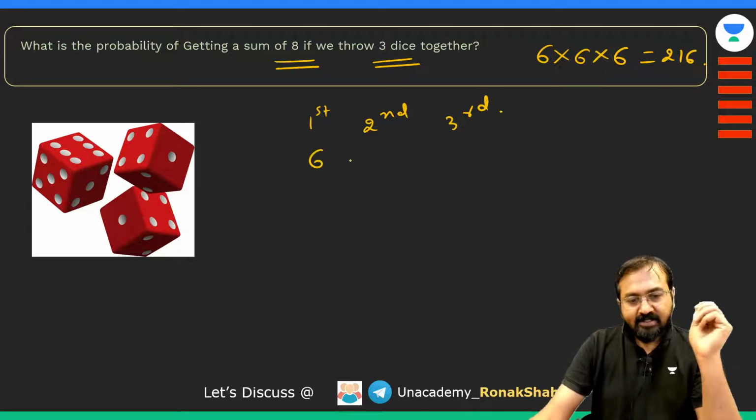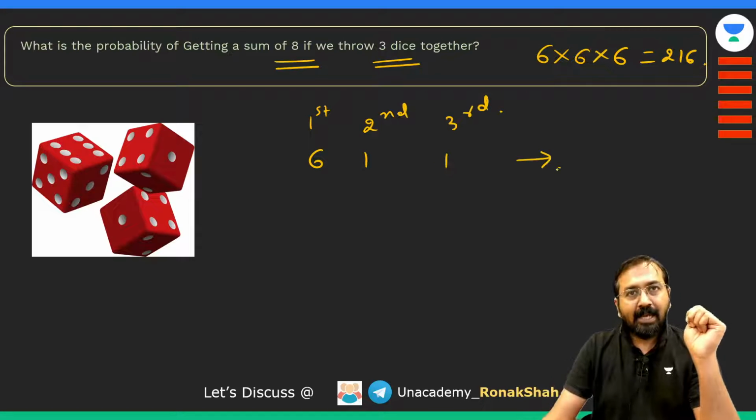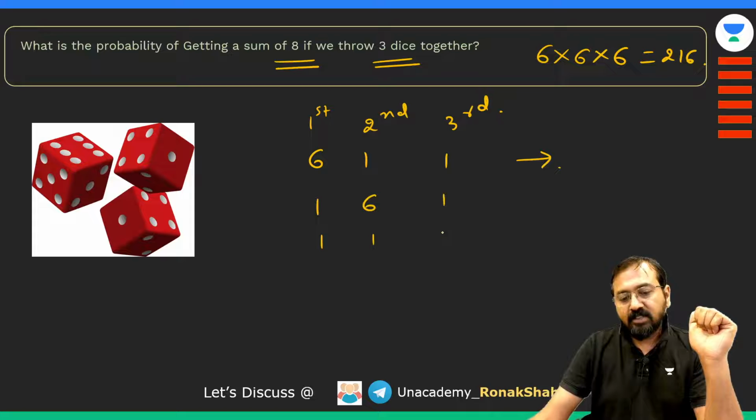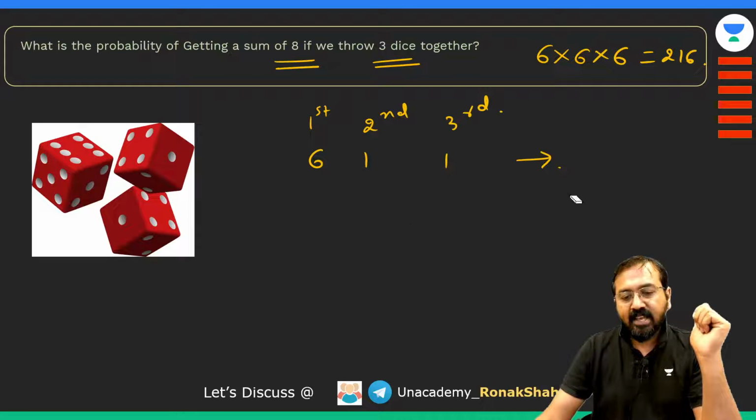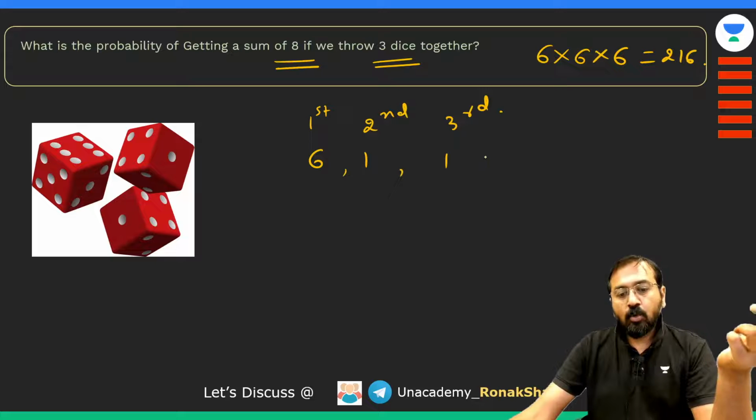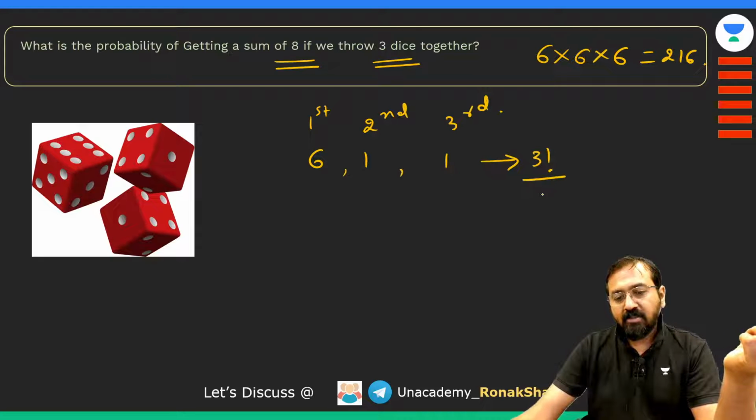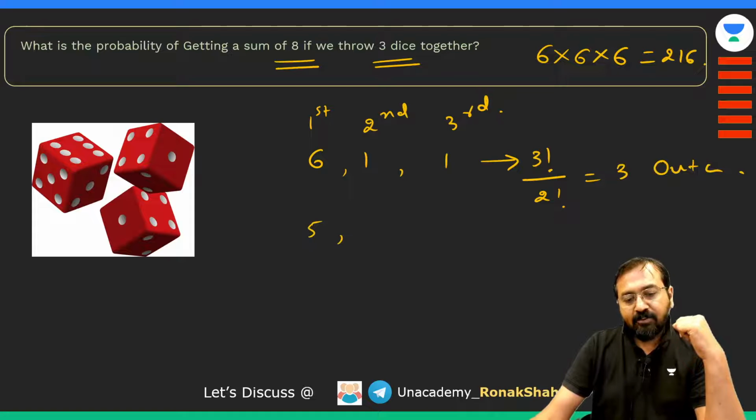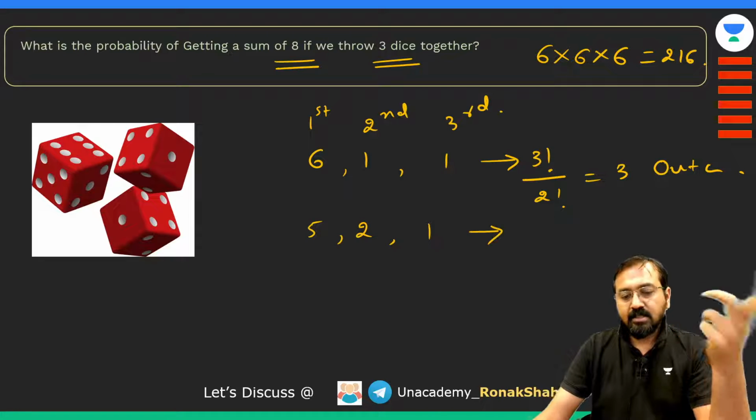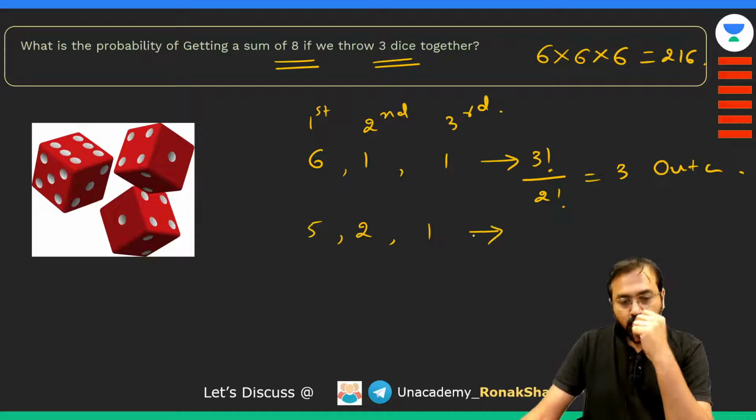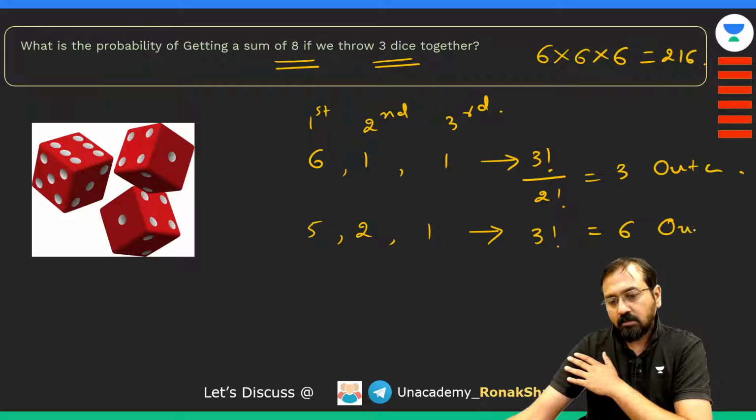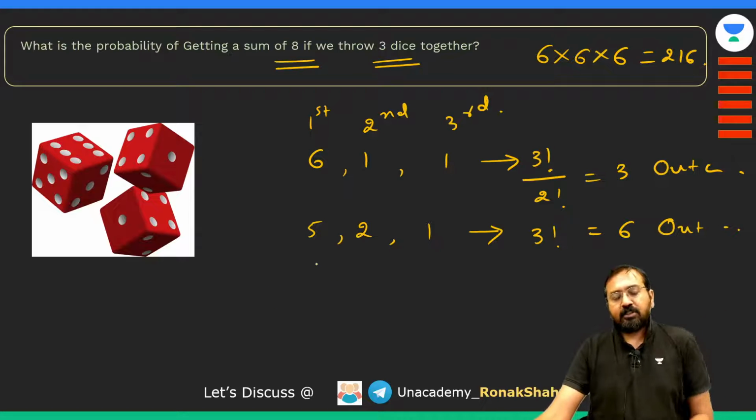Can I say if I get 611, my summation will be 8? In fact, if I get 161, my summation will be 8, or 116 also, my summation will be 8. So what I can say is 611 is one outcome, but this can be arranged in 3 factorial divided by 2 factorial ways, that is 3 ways, 3 outcomes you can say. Similarly, I can also get like 5, 2, 1. Again, this is possible, isn't that? So 5, 2, 1 can be done in 3 factorial ways. So there are 6 more outcomes and so on and so forth. You can do it further that way.